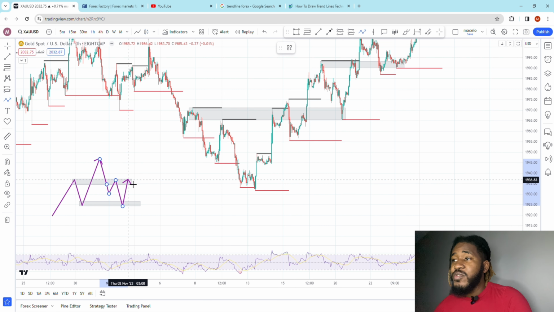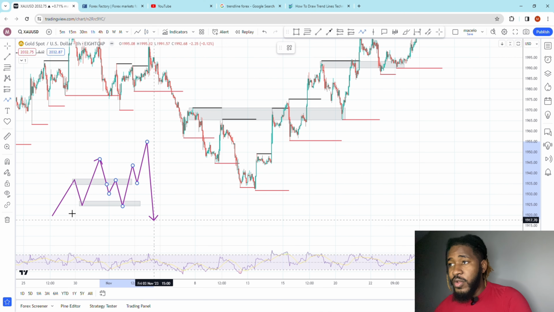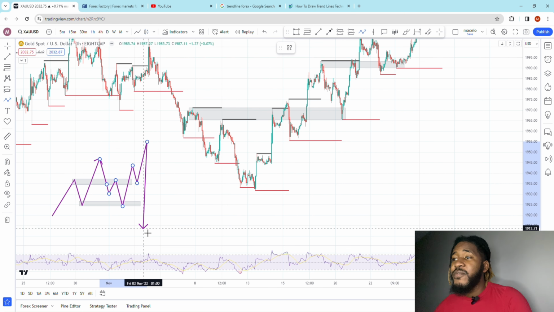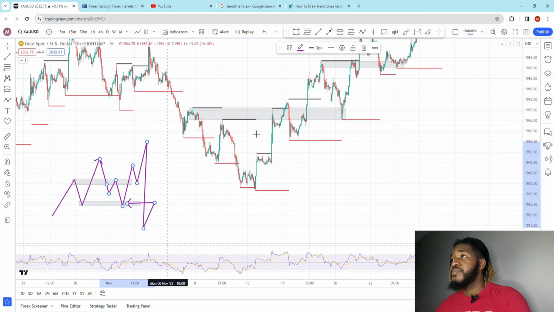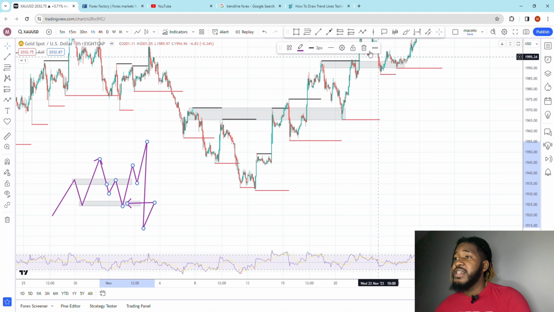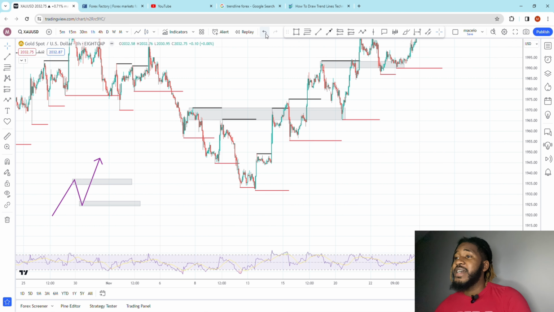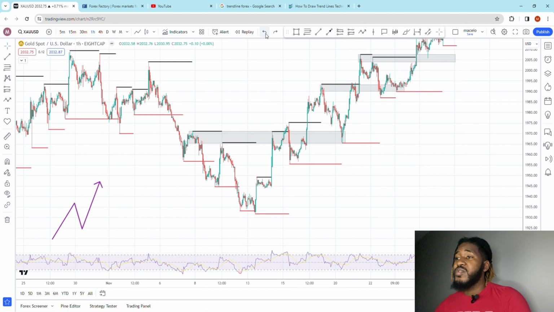And if price continues to break it, then I can see a potential pullback to go back to this area, and vice versa. If price was to give me the all the way drop down here, I'll wait for the retest to this area and then for the draw. So that is how I identify my zones.